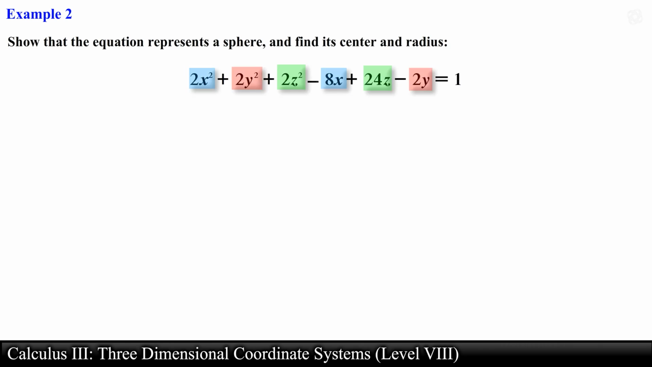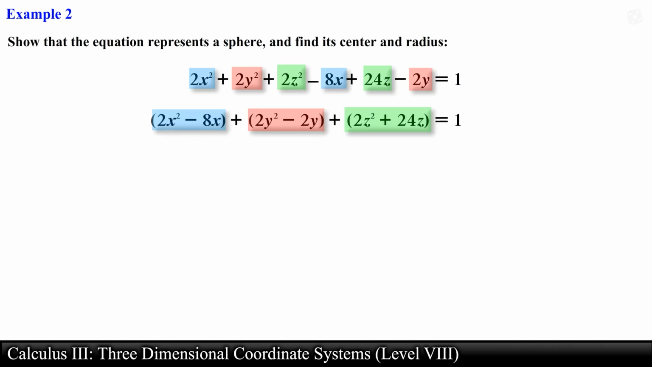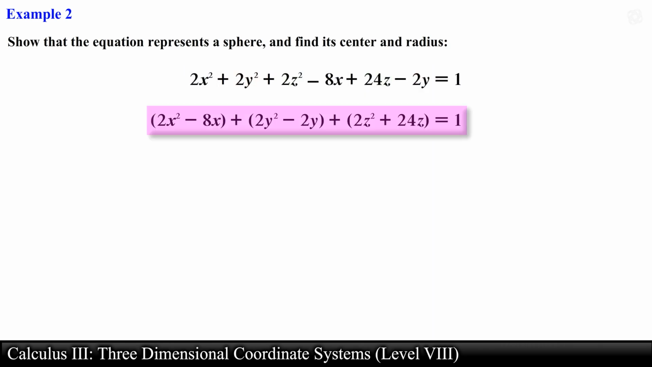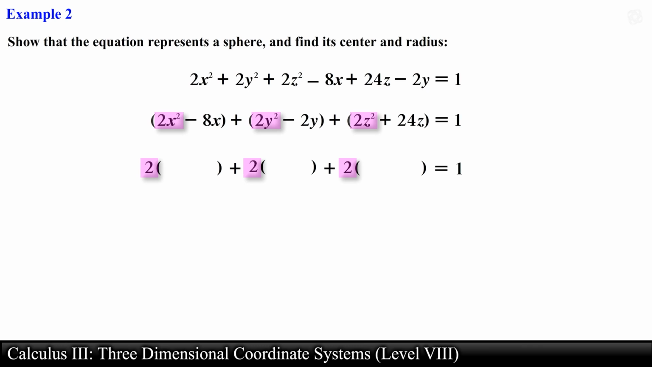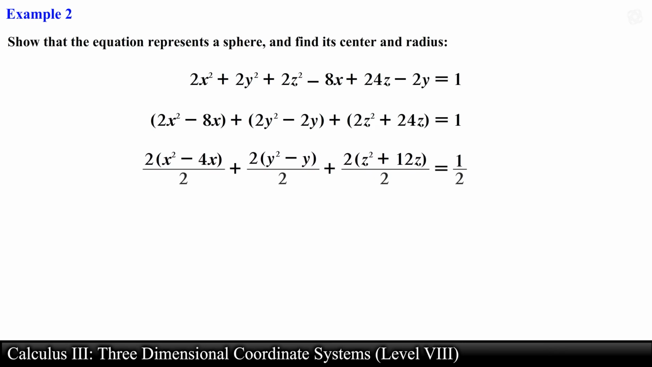Doing that, we obtain the following expression. Next, we go ahead and group the terms with the same variables. Doing that, we have the following. Next, we need the coefficient of the quadratic term to be equal to 1. So we go ahead and factor out 2 from each grouping. Alternatively, since each grouping has a factor of 2, we can divide every single grouping, including the constant, by 2, as follows.